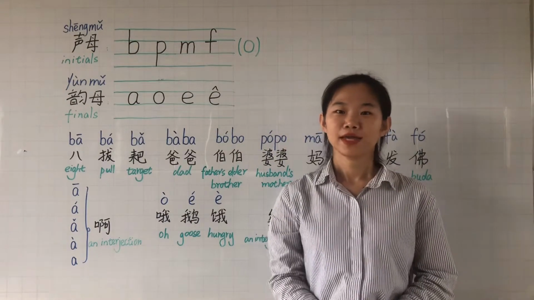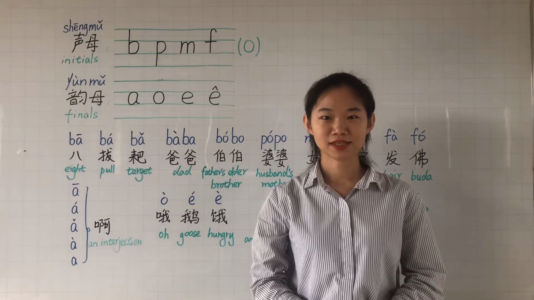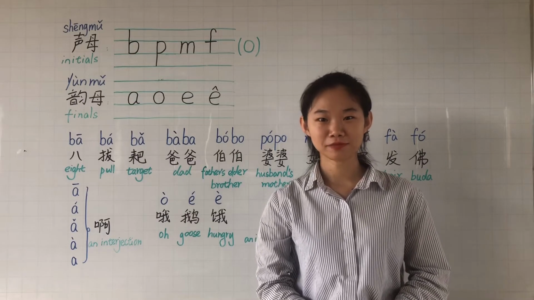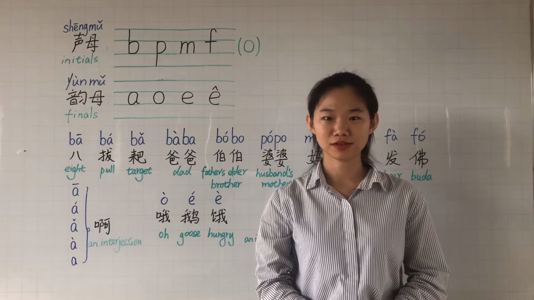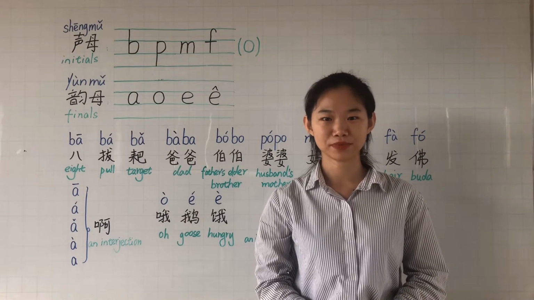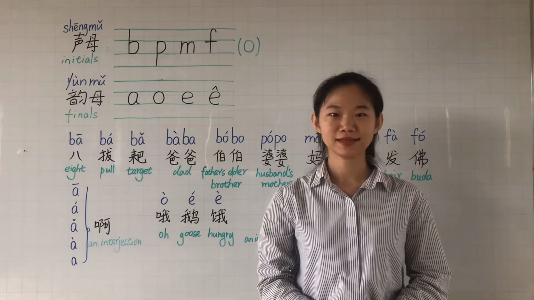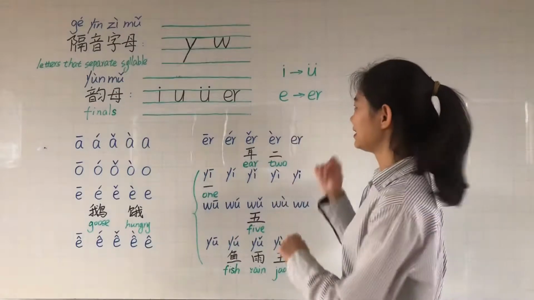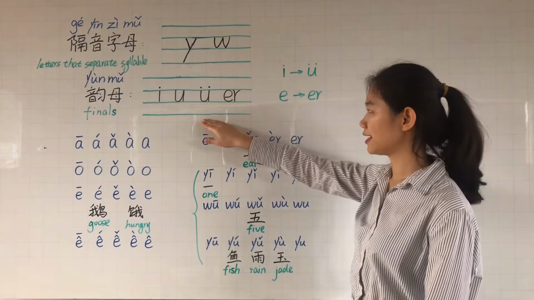Okay? If you are a beginner of Chinese, I strongly suggest go back to watch our Pinyin Lesson 1 and Lesson 2 videos. Because in these videos, there are a lot of basic knowledges about Pinyin. If you have already watched them, let's continue. Look at here. Today we will learn the 2 special initials and 4 finals.